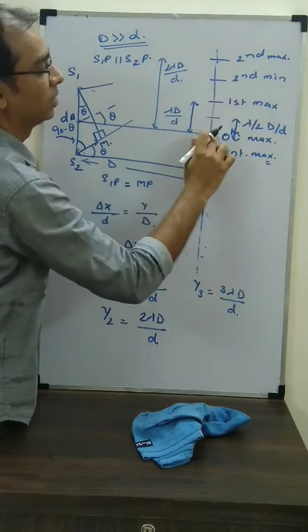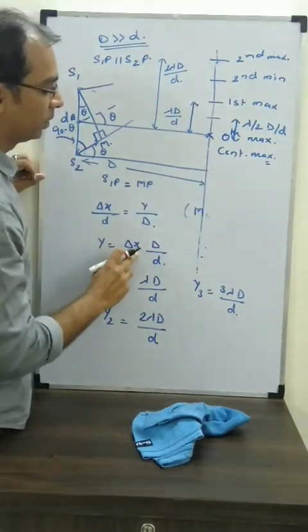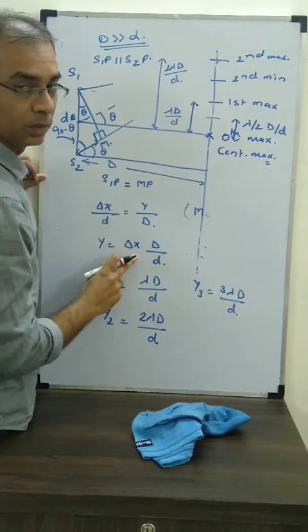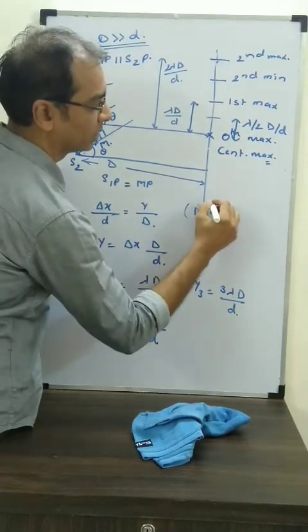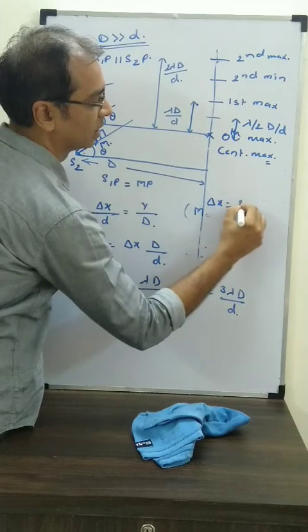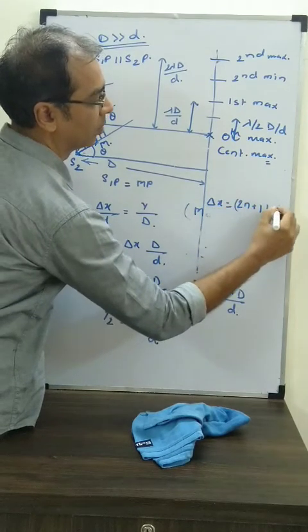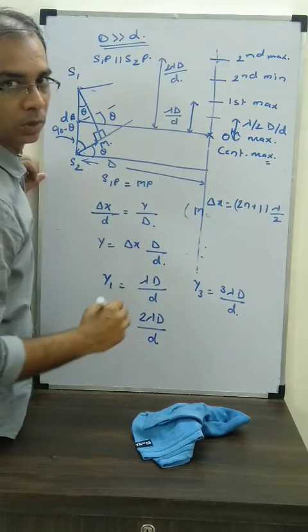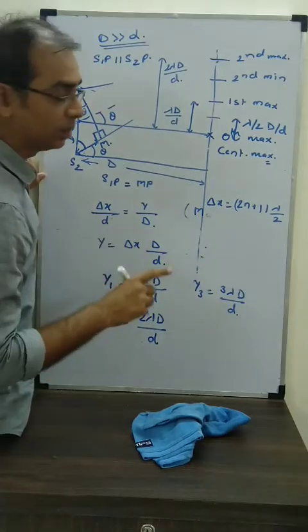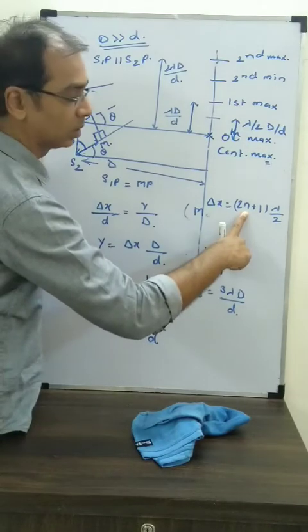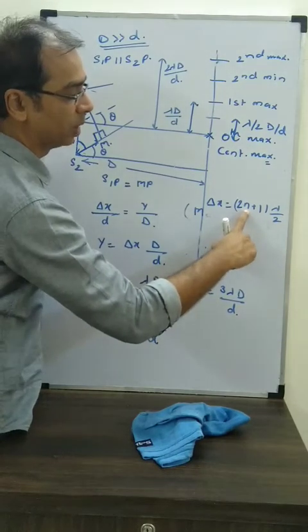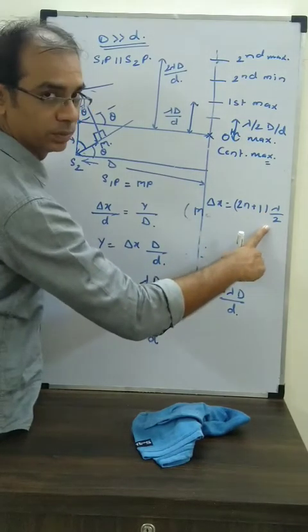So what will be the path difference for the second one? For the second one, what will we be writing over here? 3 by 2 lambda. How 3 by 2 lambda? Because we know that in case of minima, delta x is (2n plus 1) lambda by 2. And we are going for second minima. In second minima's case, n is kept 1. So keep 1, 2 into 1 plus 1, that is 3 lambda by 2.